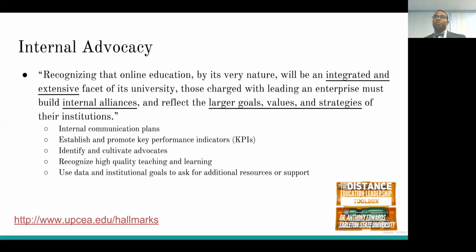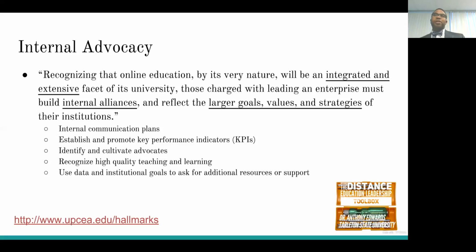And also the larger goals, values, and strategies of the institutions. These are all integrated, but you'll be able to look at these and say, okay, what are the larger goals, values, and strategies for my institution? Your institution probably has a strategic plan and probably has goals, values, a mission statement, vision statement, all those things. And so we have to figure out, how do we connect distance education to that?